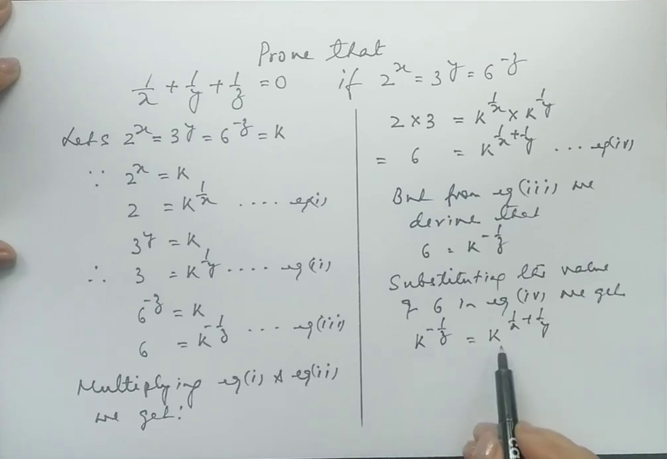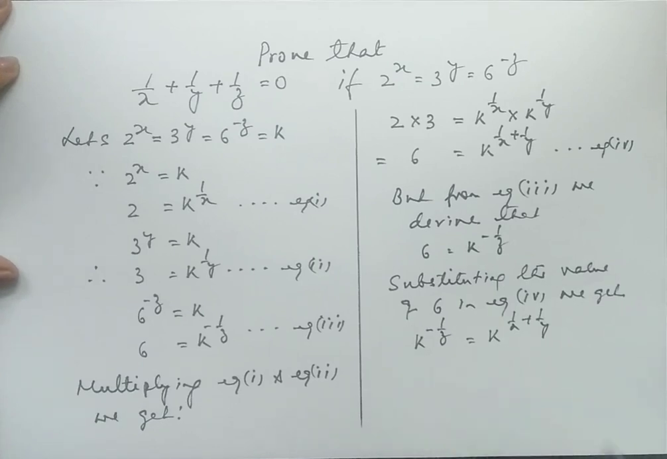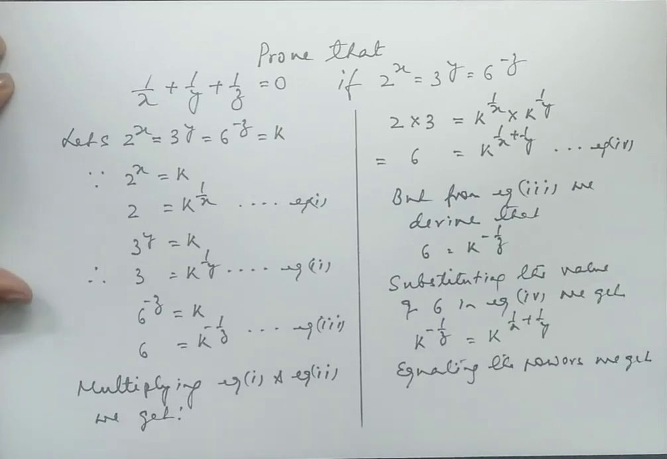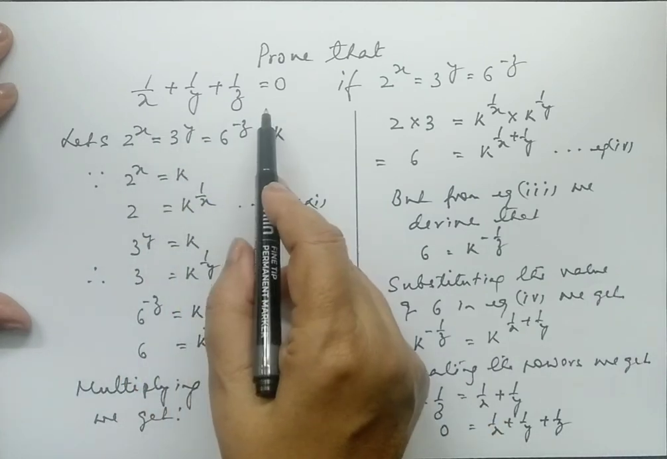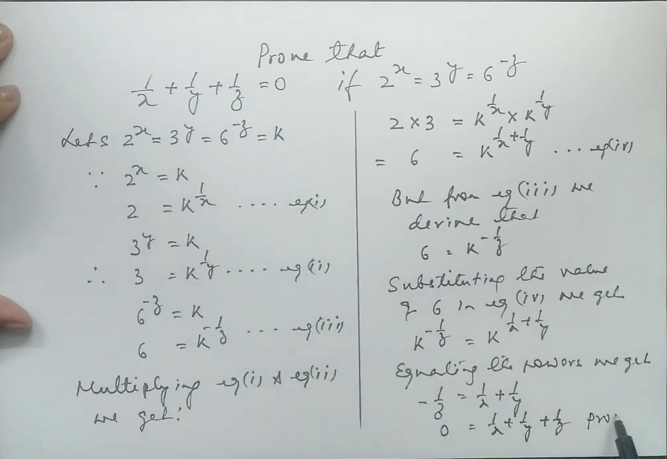Once again we have the bases same, so in that case equating the powers, we get minus 1 by z equals 1 by x plus 1 by y. Alright? When this minus 1 by z goes the other side, we'll have a 0 here: 1 by x plus 1 by y plus 1 by z equals 0. Correct? So this is what we needed to prove, and we have been able to prove it.